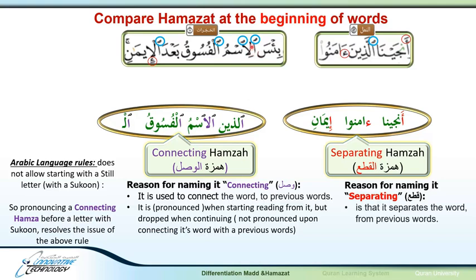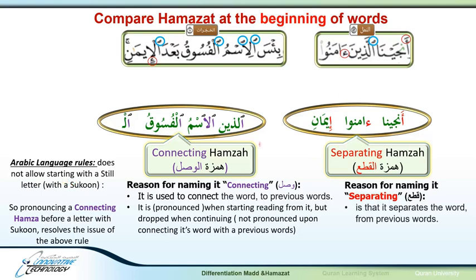If we look here, after the connecting hamza there is a lam with sukoon. After this connecting hamza there is a sin with sukoon. After this connecting hamza there is a lam with sukoon. And after this connecting hamza there is a lam with sukoon. So the connecting hamza allows us to connect a word before with a word that is starting with sukoon, and resolves the issue of the rule that does not allow us to start with sukoon while reading Arabic words.